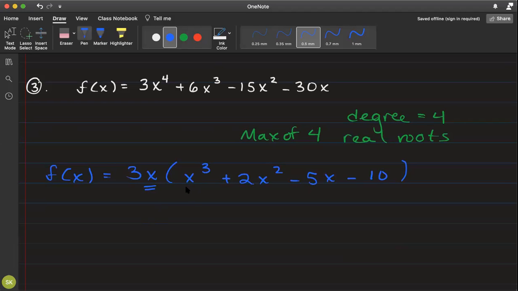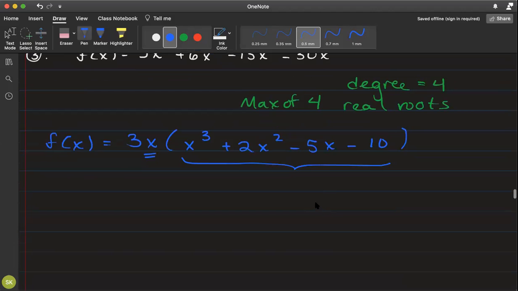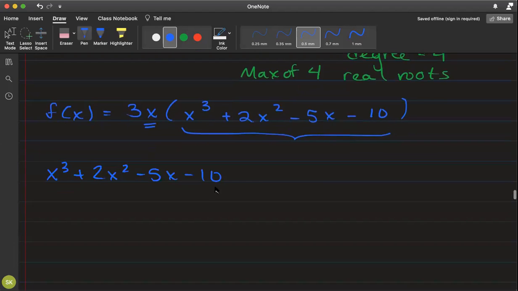Now let's focus on this polynomial. What are the roots of this polynomial? So let's say x cubed plus 2x squared minus 5x minus 10. This is a polynomial that doesn't have a problem with the constant term. You see that the constant term is there. So now we can use the potential zeros theorem.